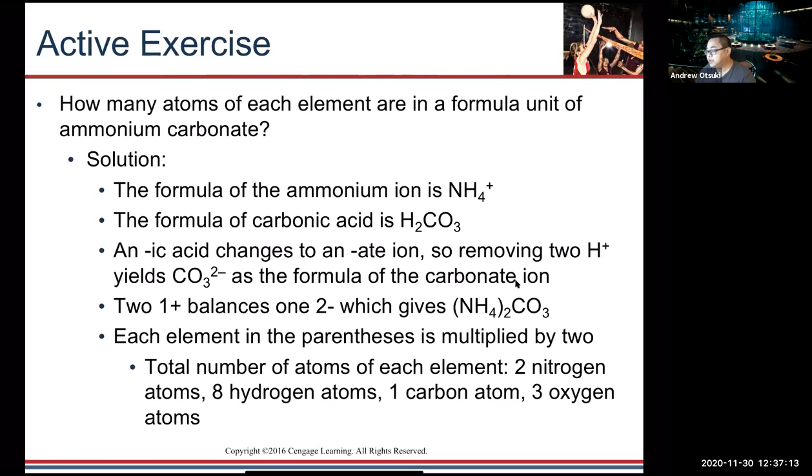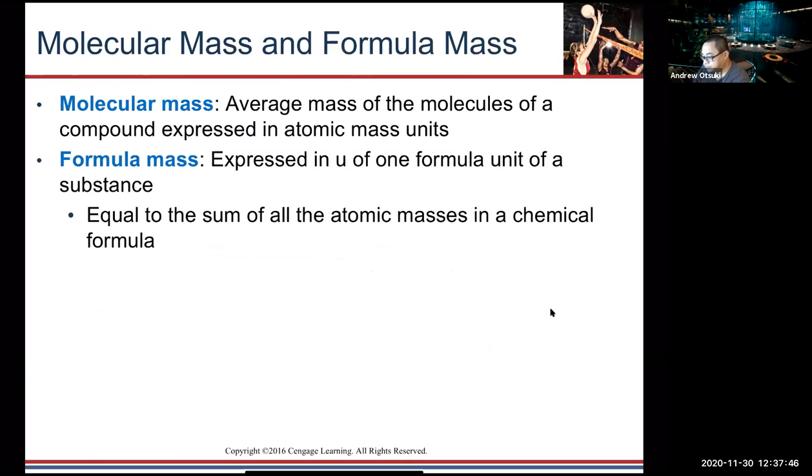So we should get 2 nitrogens, 8 hydrogens, because 4 times 2 is 8, 1 carbon atom. Remember, do not multiply the carbon by 2 because there's no subscript associated with it. And then oxygen, 3. So that is how we break down the atoms in the chemical formula. Okay. Hopefully that was okay. Hopefully we didn't get lost. So let's move on.